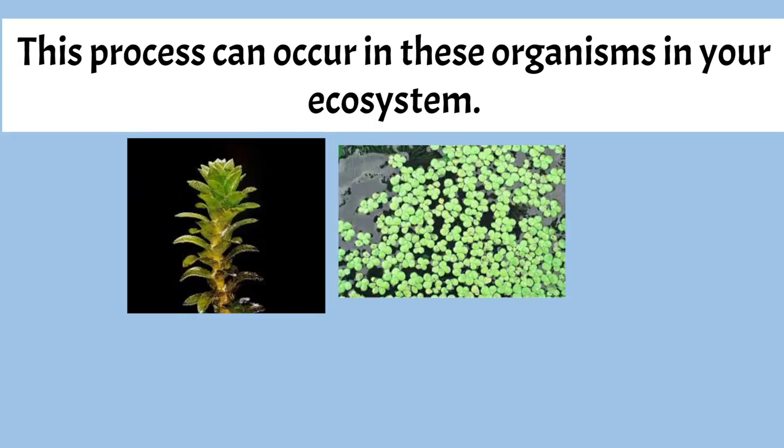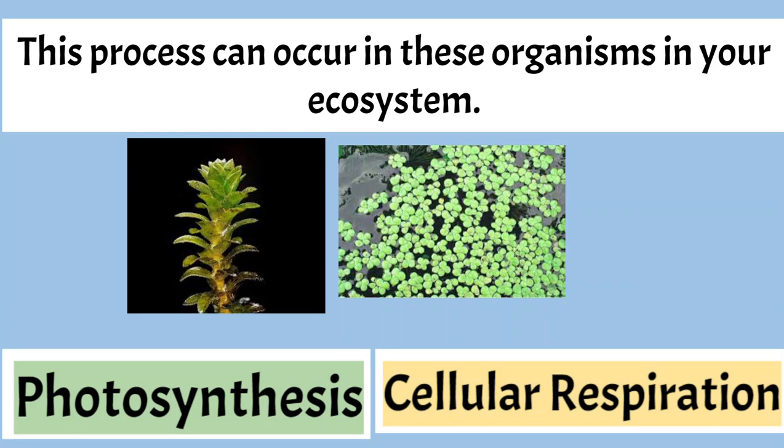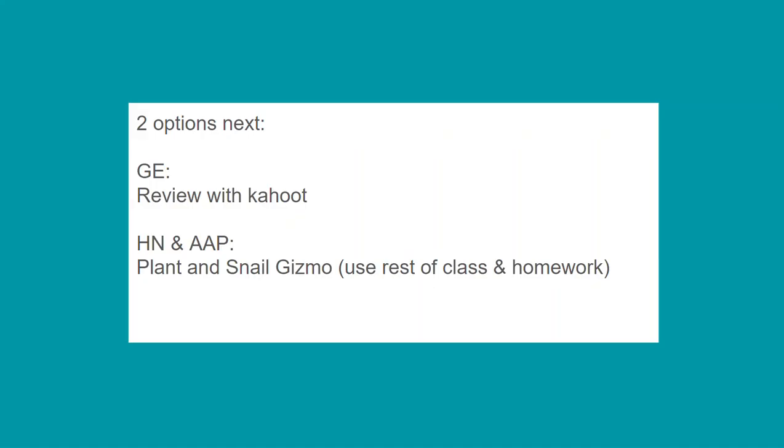This process can occur in these organisms that were in our ecosystems. These are green organisms that have chlorophyll and chloroplasts. So actually, technically, both of these can happen, right? We can have photosynthesis if we have light energy, but the plant also needs to do cellular respiration so that it can use the energy that it has produced through photosynthesis. So plants are going to do both.